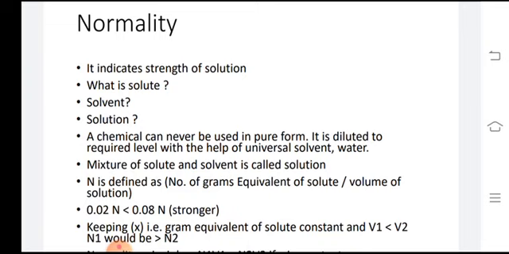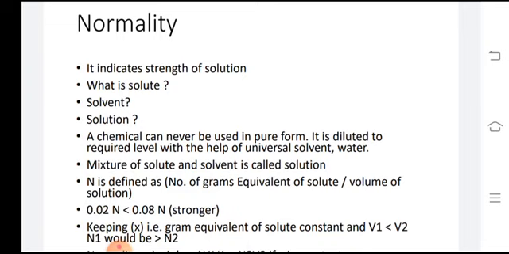If we are using H2SO4 or HCl, we need to have its specific normality, which is required for that particular usage or particular reaction. So how can we do it?